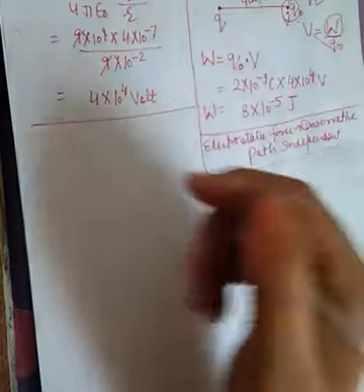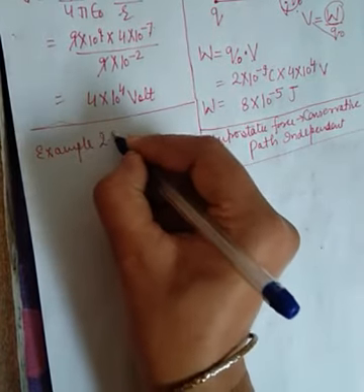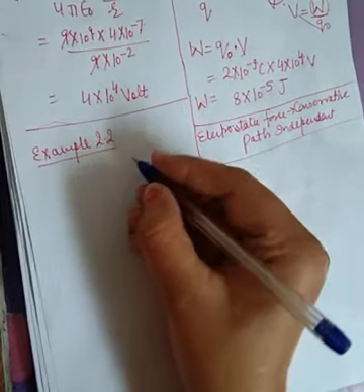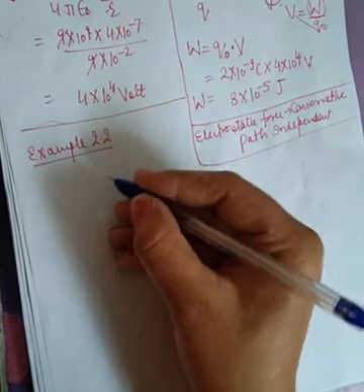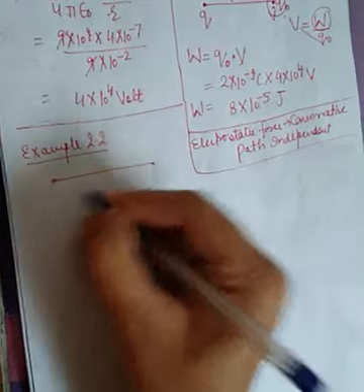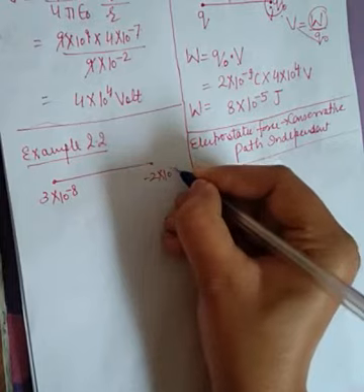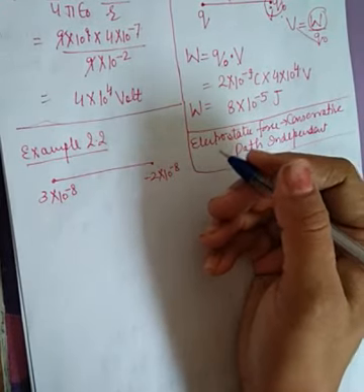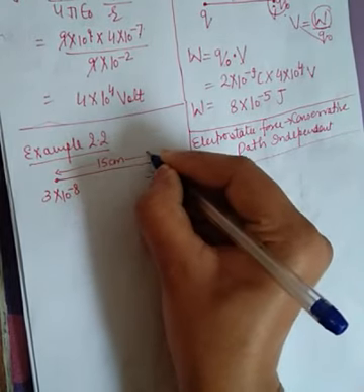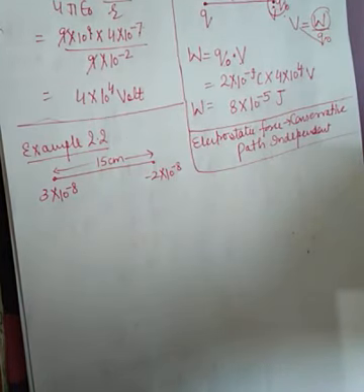Now let's start example number 2.2. We are provided with two charges, that is 3 into 10 raised to power minus 8 and minus 2 into 10 raised to power minus 8 coulomb. They are 15 centimeter apart from each other. We have to find the location where potential will be 0.